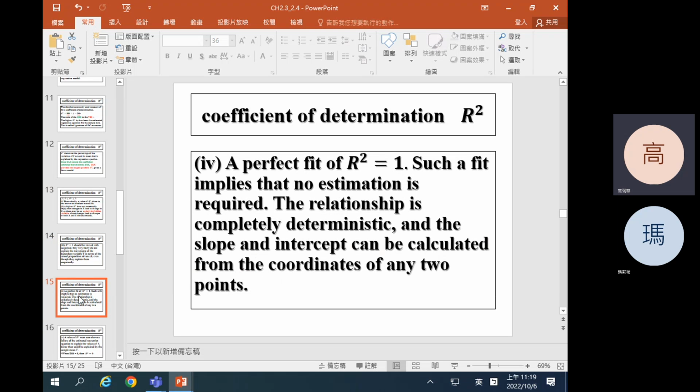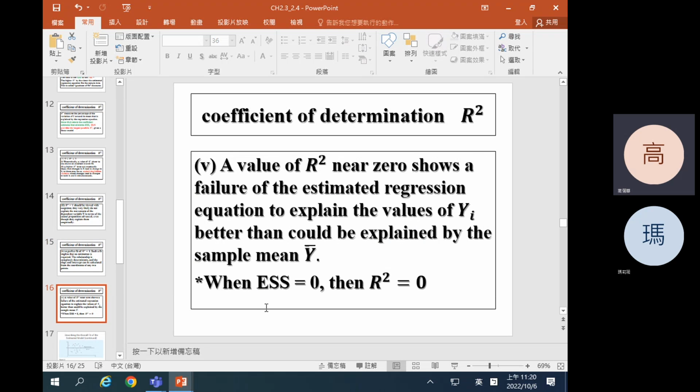And theoretically, we can have R squared equal to 1, meaning perfect fit. If we have R squared equal to 1, what's the implication of that? This implies that no estimation is required, and the relationship is completely deterministic. It's already determined, and the slope and the intercept can be calculated from the coordinates of any 2 points. So we don't have to do the OLS estimation, in other words, because of this perfect match. The perfect relationship is already decided.